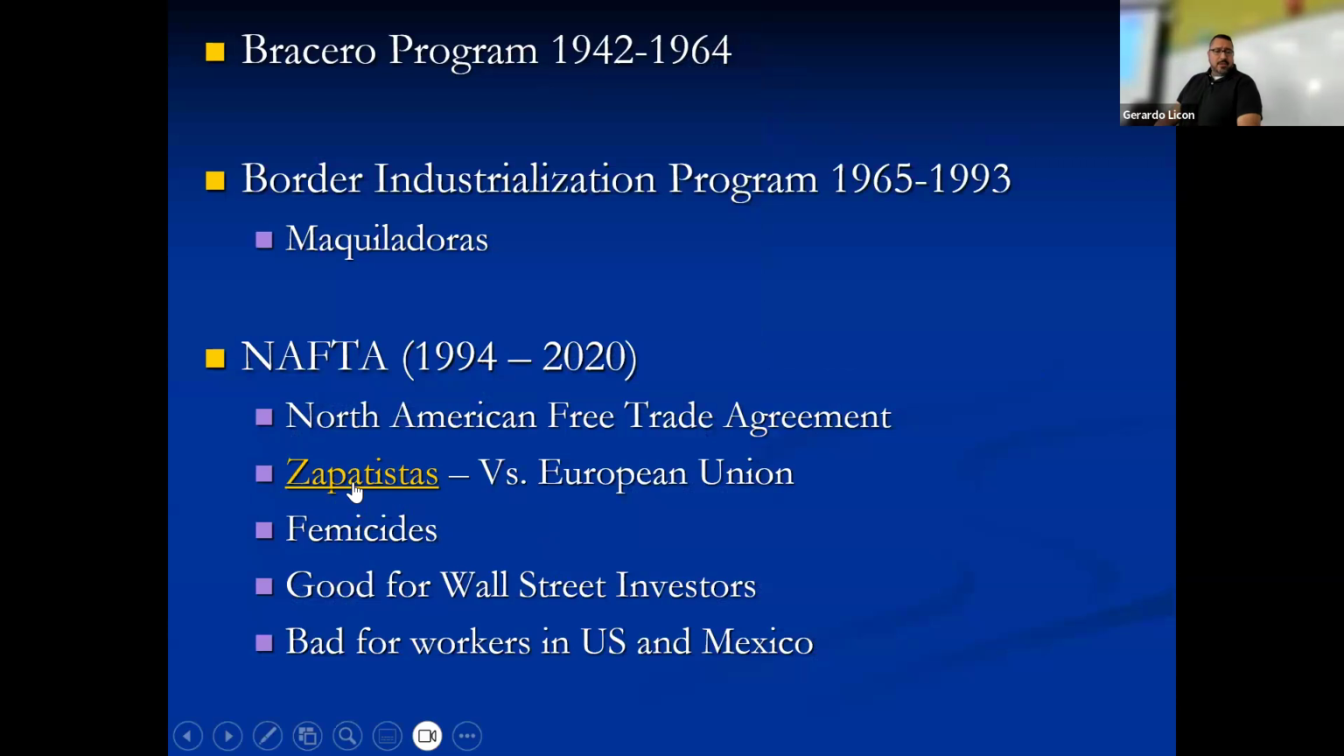I mentioned the Zapatistas and the Mayan people who rebelled against the Mexican government. I'll show you a clip of this group so you can visualize them. They have a very distinct look.